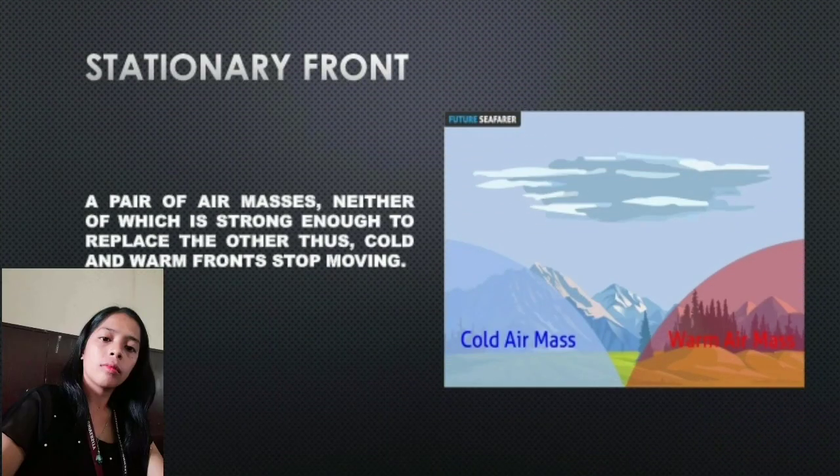Apart from cold and warm front, there is this stationary front. In a stationary front, there is a pair of air masses wherein neither of which is strong enough to replace the other. This type of front happens when two masses of air are pushing against each other, but neither is powerful enough to move the other, causing the cold and warm fronts to stop moving. That is why it is called stationary.